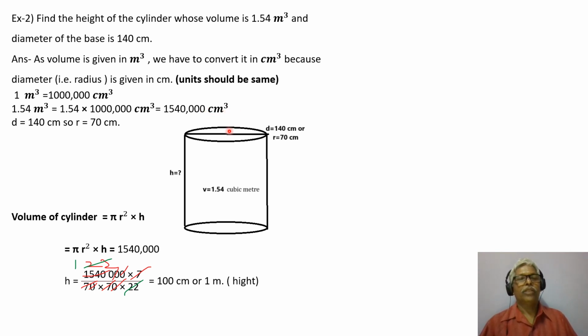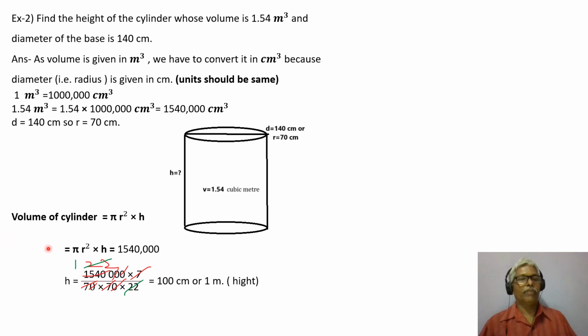Now draw this diagram, a rough diagram. Always draw it, so that you don't get confused. H we have to find out. Volume is 1.54 cubic meters, and we have converted it into centimeter cube. Diameter of this is 140 centimeters. That means radius is 70 centimeters. For this, we have to draw this, so that the picture is clear.